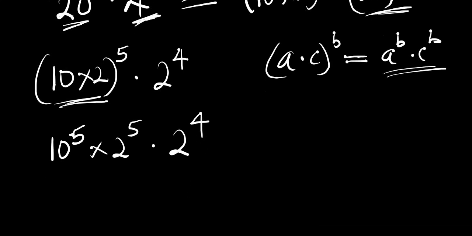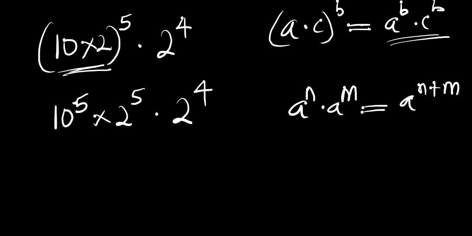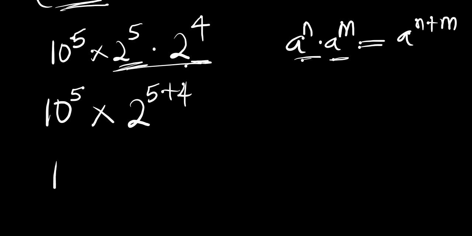So what next? We can apply one more identity right here. If you have a power n times a power m, this equals a power n plus m when the bases are the same. If you multiply them when the bases are the same, you add the exponents. So that's what we are going to do right here. We have 10 to the power of 5 times 2 to the power of 5 plus 4. Because the bases are the same, we just add the exponents. So that means we are going to have 10 to the power of 5 times 2 to the power of 5 plus 4 is 9.